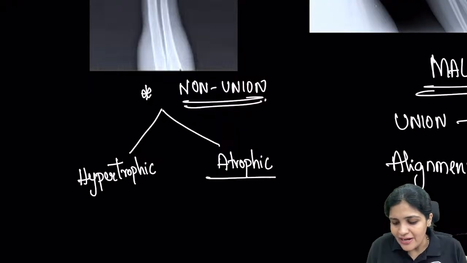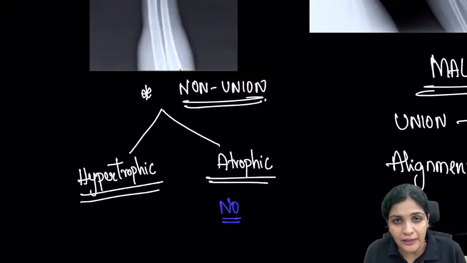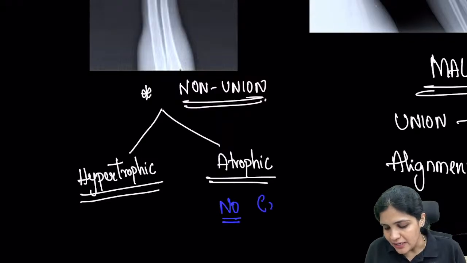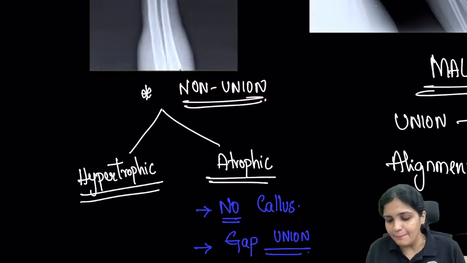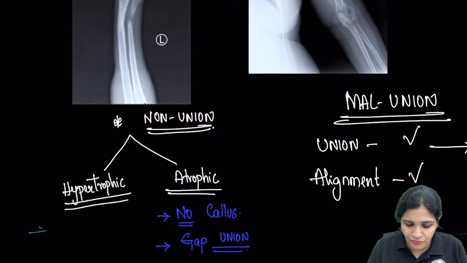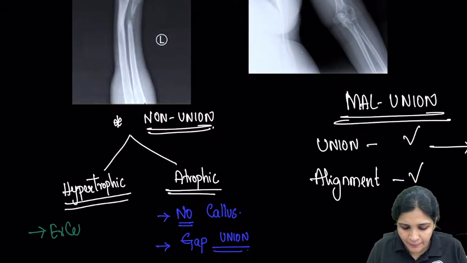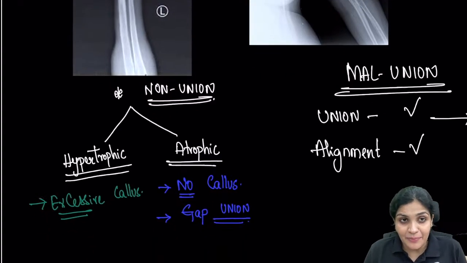Whenever I say atrophic, A means no in medical terminology. So there is no callus, and whenever you see there is no callus, you will see there is a gap. So atrophic non-union is also called gap non-union. Whereas hypertrophic, hyper means increase in size, hypertrophy. Hypertrophic means there is excessive callus which is present.